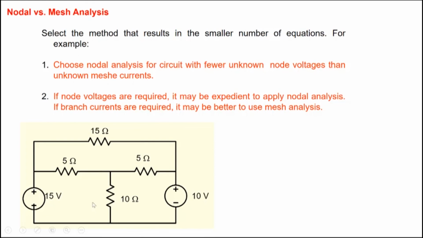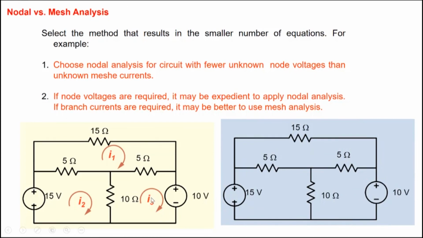In this circuit, for example, if I apply mesh, I will have I1, I2, I3, and I will have to solve three equations to determine I1, I2, I3. If I take the same circuit and apply nodal, and these are my nodes, and if I choose 4 as ground, node 1 is immediately known, 15 volts. Node 3 is also known, which is 10 volts, and the only unknown node is node number 2. So I have to solve only one equation as compared to 3 equations here. So nodal analysis obviously makes sense here.